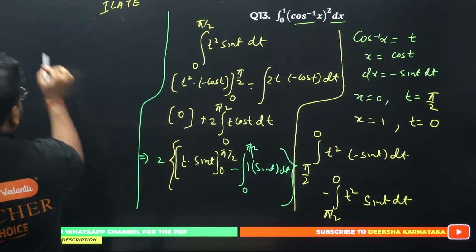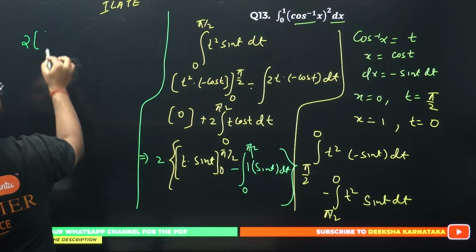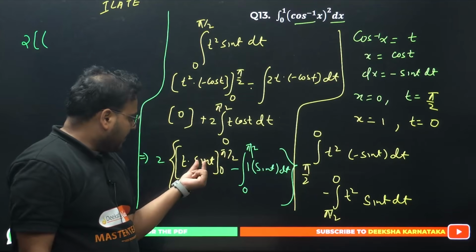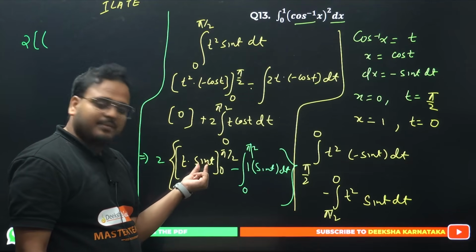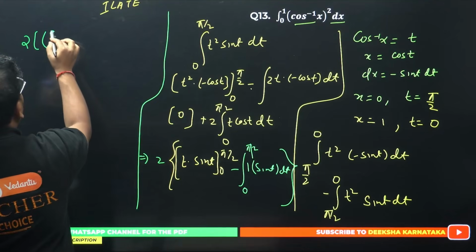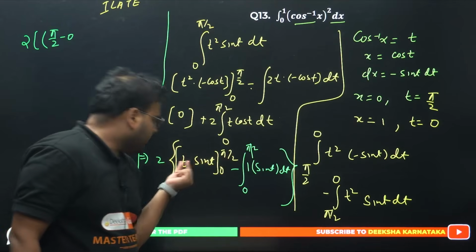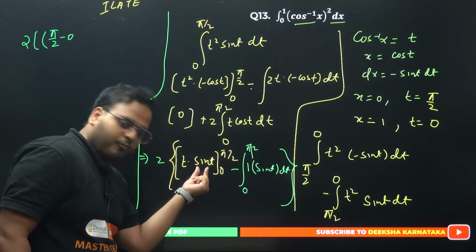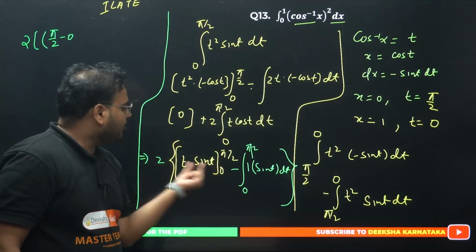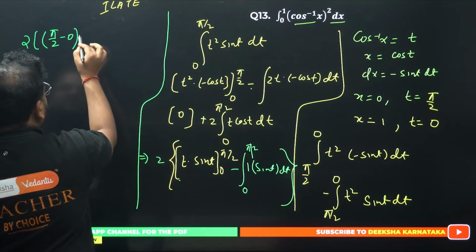Just last few steps. We get twice over here. What is the bracket leading me to? Have a look. When you put pi by 2, sin pi by 2 is 1, right? So I get pi by 2 into 1 is pi by 2. And sin 0 will be 0, so that term becomes 0. 0 into anything is 0. This is gone. First term is dealt with.